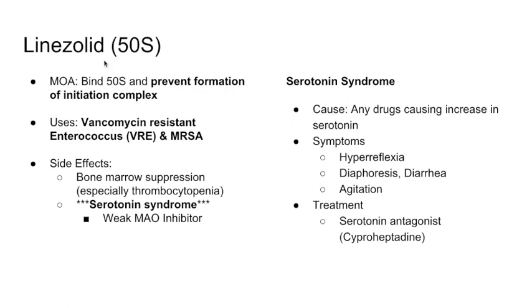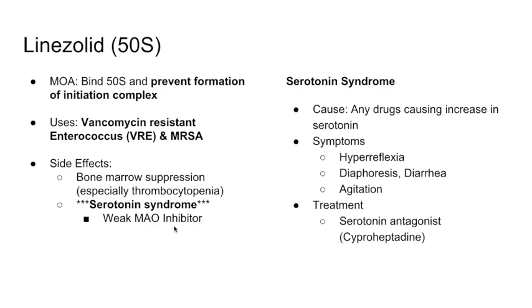Next agent is linezolid. So linezolid is a 50S inhibitor. It binds 50S and prevents formation of the initiation complex. It's used against vancomycin-resistant enterococcus and MRSA. Side effects for linezolid are kind of weird. Linezolid can cause bone marrow suppression, especially thrombocytopenia. And the one that I would actually pay attention to is serotonin syndrome. The reason it causes serotonin syndrome is because it's a weak monoamine oxidase inhibitor.